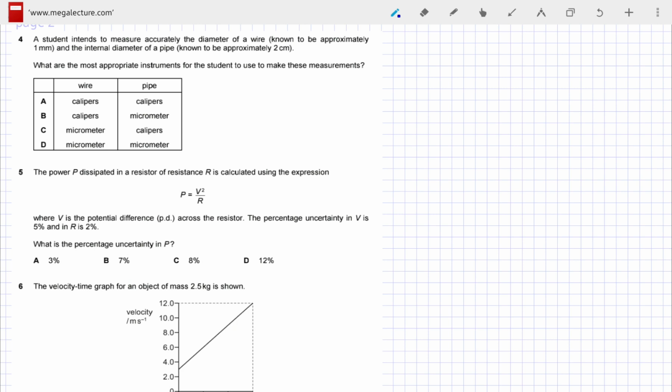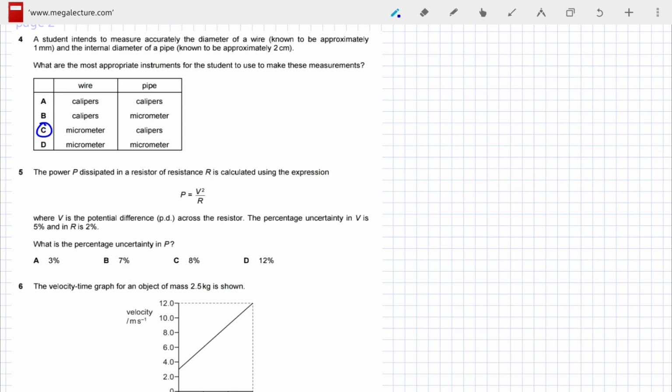But what about the pipe? We know that vernier calipers is used to make measurements of internal diameter, external diameter, and even depth, right? So the correct option is option number C. So we use micrometer for the wire and calipers for the pipe.